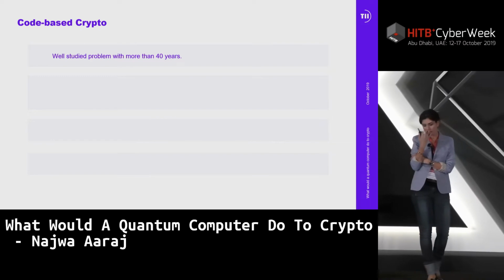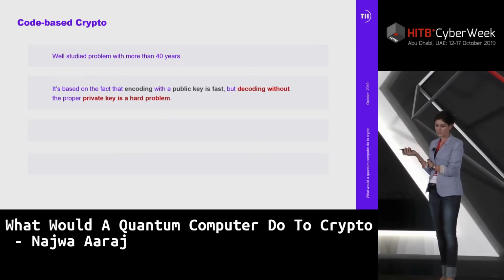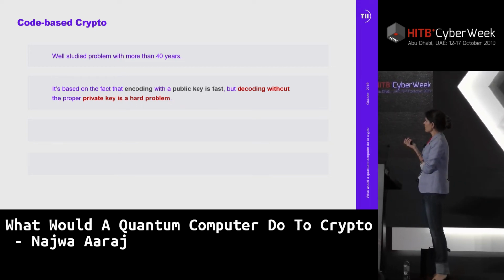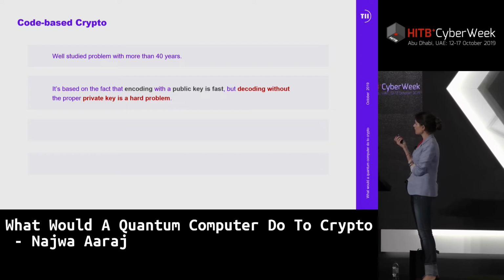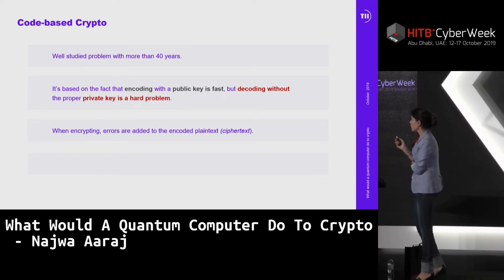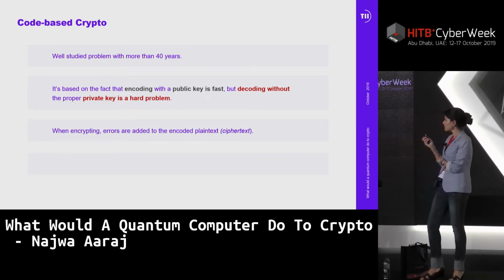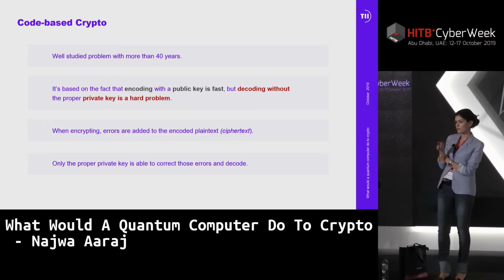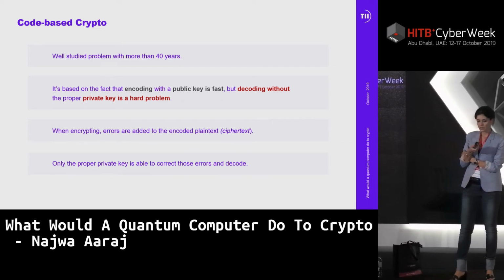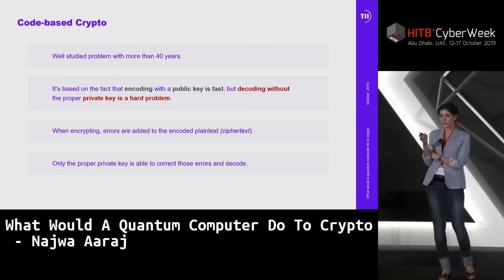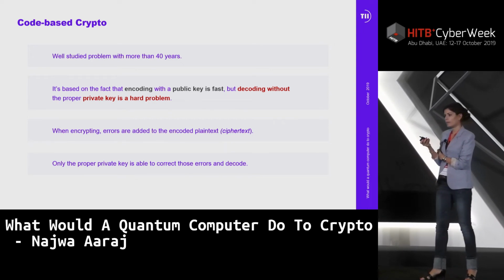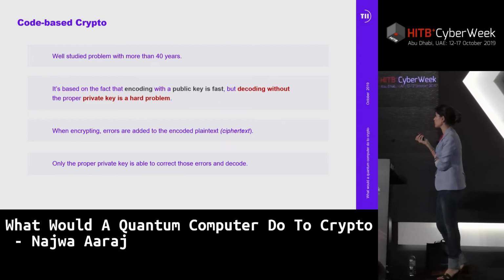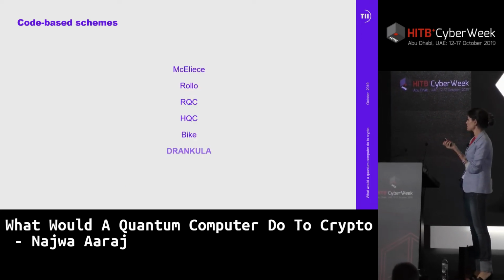Code-based crypto is a very well-studied problem for 40 years. It's based on coding theory. The way it works, the encoding with a public key is fast. When the encryption happens, errors are added, and then unless we have the precise private key, recovering the key from the encryption or from the encoded result makes it the hard problem, and this is the property that is supposed to be the quantum resistant property.